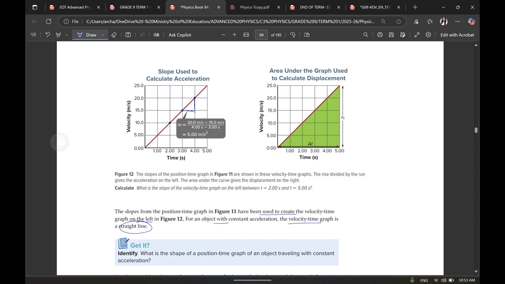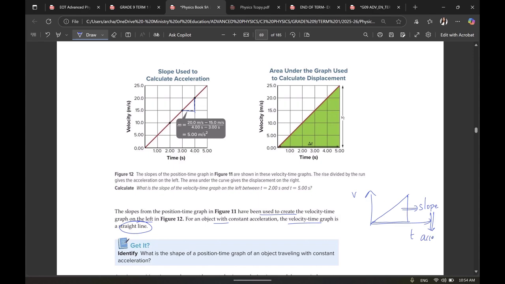Remember that. Now, from a velocity-time graph, we can find two things. First, if I take the slope of the graph, I'll be able to get acceleration.